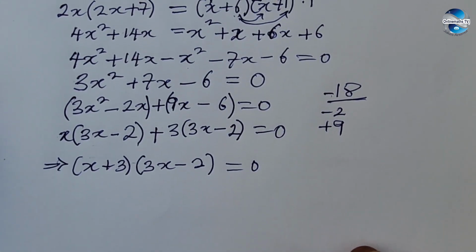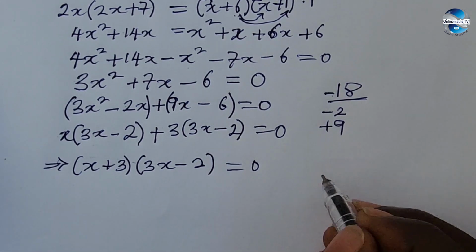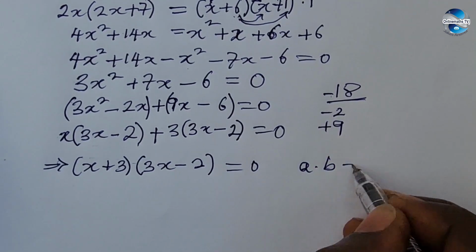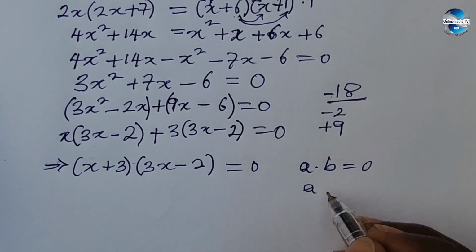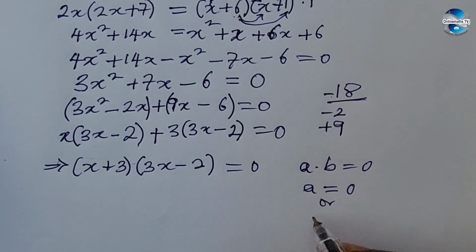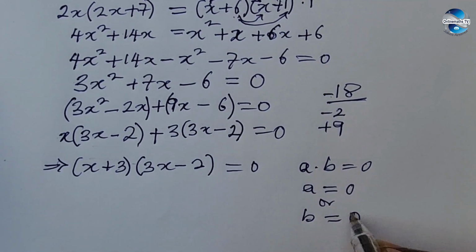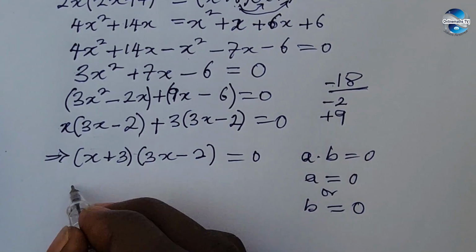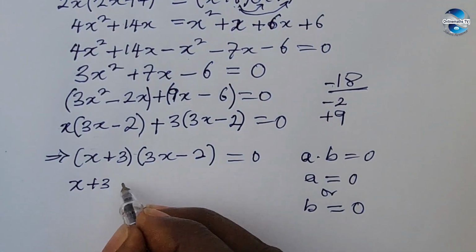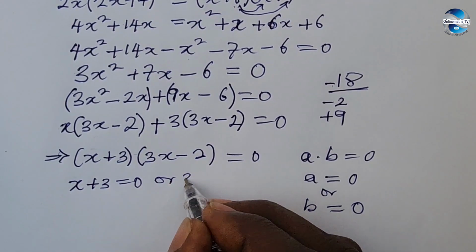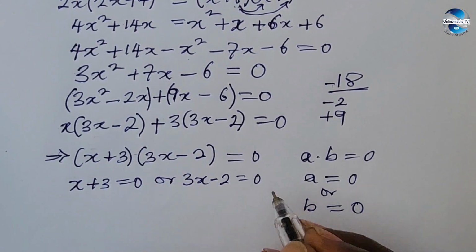So at this point, we subscribe to what we call the zero product rule. I've made use of the zero product rule in so many of my solutions to mathematical problems on this channel. The zero product rule says that when you have an expression of this kind, let's say a times b equal to 0, it means that a is equal to 0, or b is equal to 0. So if we apply that here, this means that x plus 3 is equal to 0, or 3x minus 2 is equal to 0.